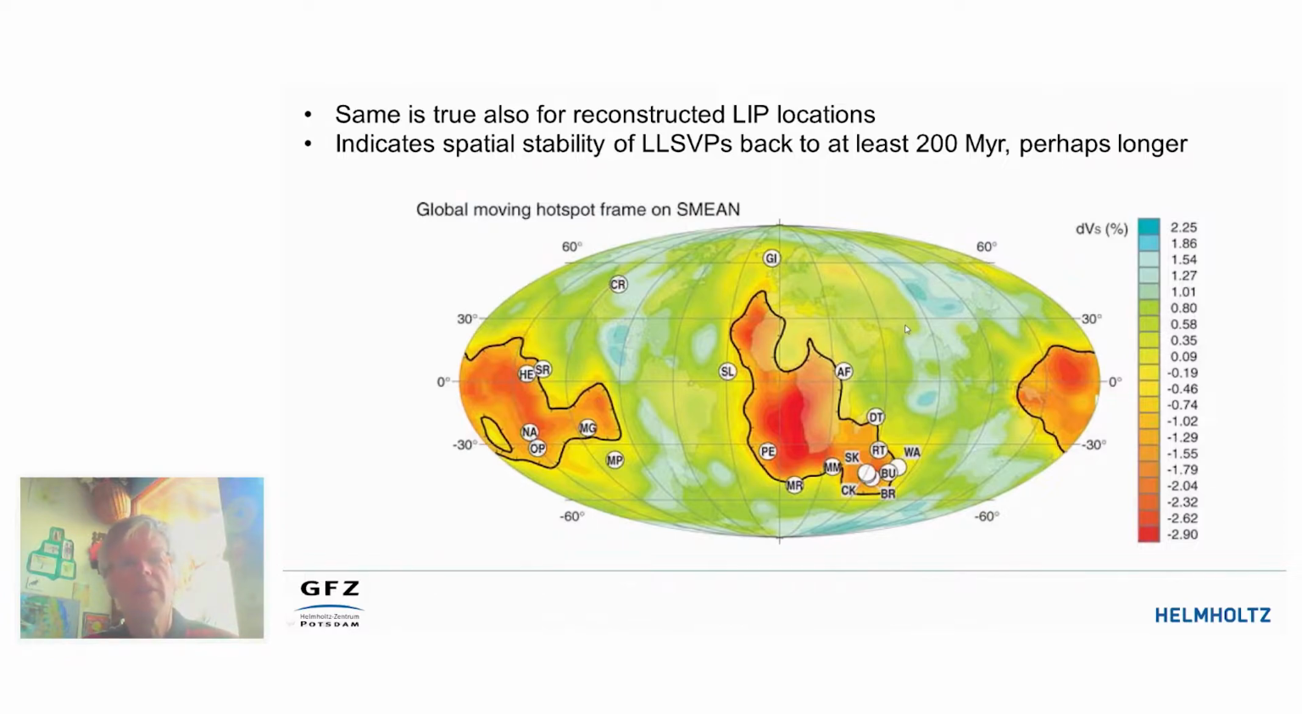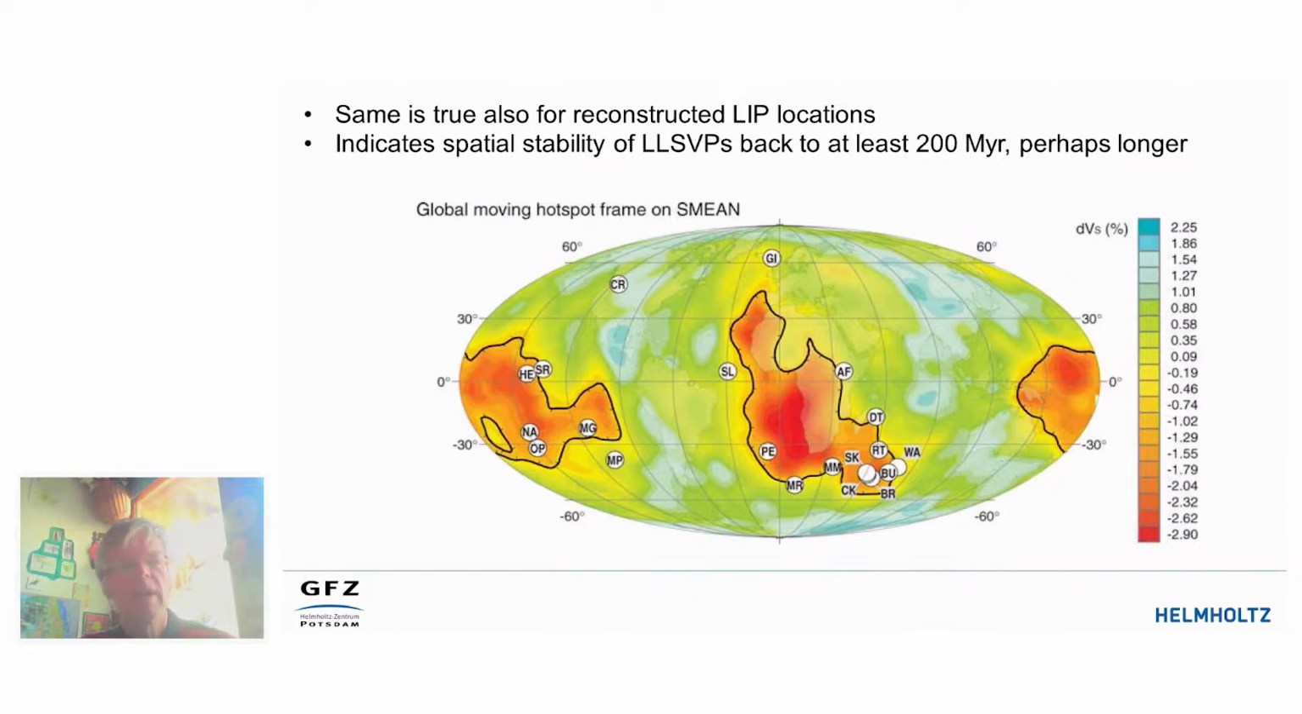Many of them correspond to plumes. And if you reconstruct, for example, the Deccan Traps, which is now here, to where it originally erupted, it comes here at the margin of the African large low shear velocity province. Because you can do this back in time, those large igneous provinces erupted during the last 250 million years. So you know that those piles must have been stable for at least 200 million years, and they could have been stable for quite a bit longer.